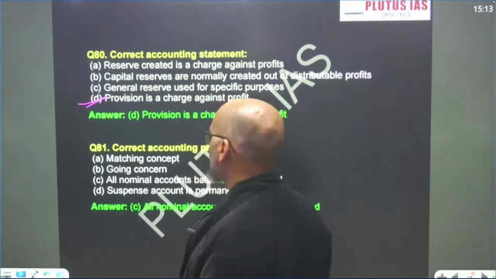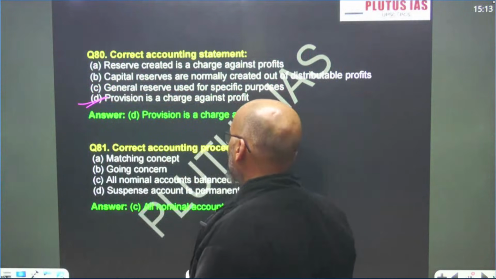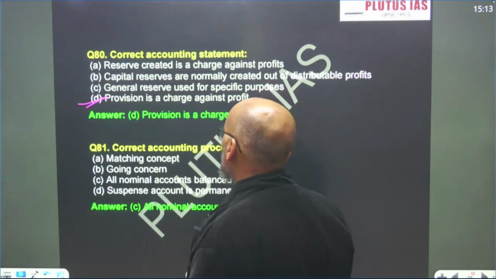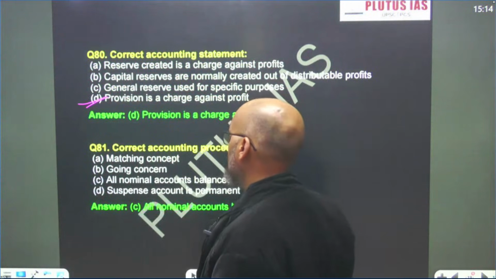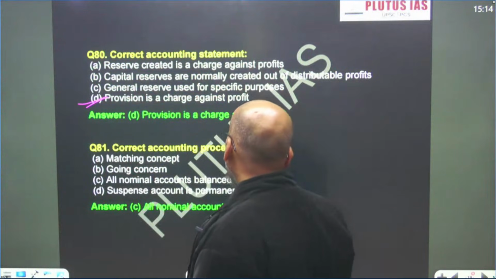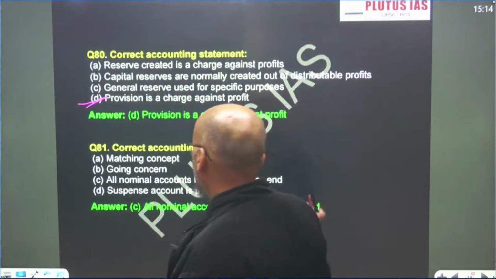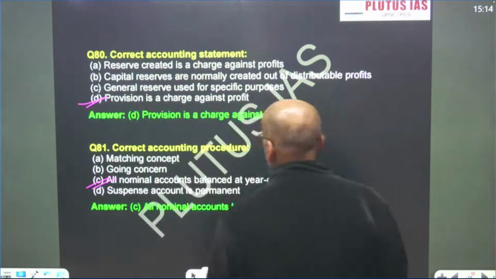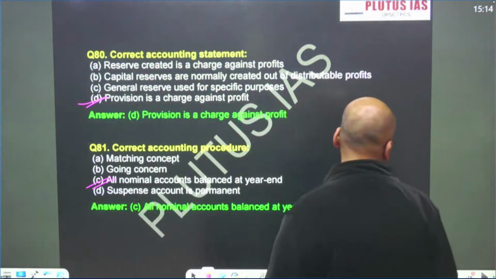Correct accounting procedure is: option A, matching concept. We have already discussed it. It is not. B, going concern? No. C, all nominal accounts balanced at year end. D, suspense account is permanent. No. All nominal accounts balanced at year end. Option C is correct.